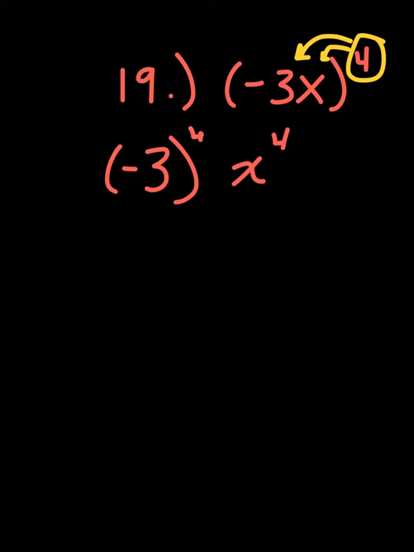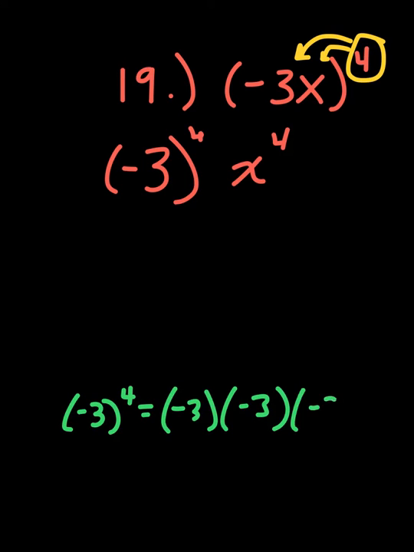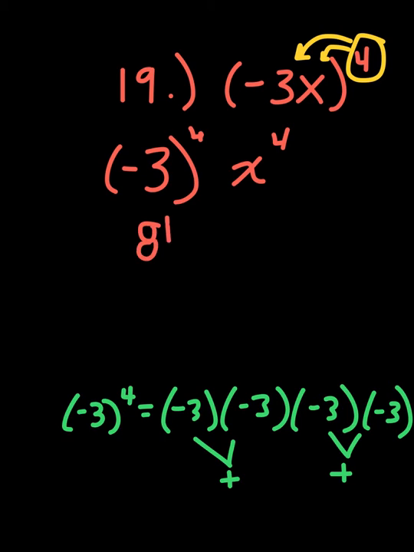Real quick, negative 3 to the 4th really means to do negative 3 times negative 3 times negative 3 times negative 3. If you look at this, these two are going to make a positive, and these two are going to make a positive. So my final answer, when I put negative 3 to the 4th in my calculator, should be positive 81. Anytime you raise a negative to an even power, your answer is going to be positive. And then x to the 4th remains the same. So that's my final answer.